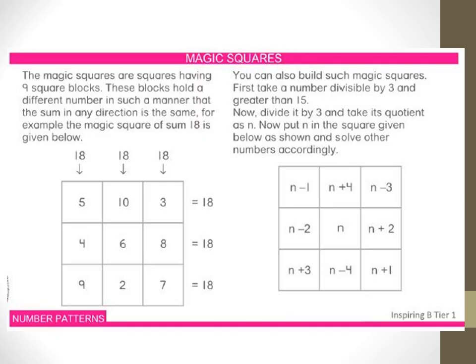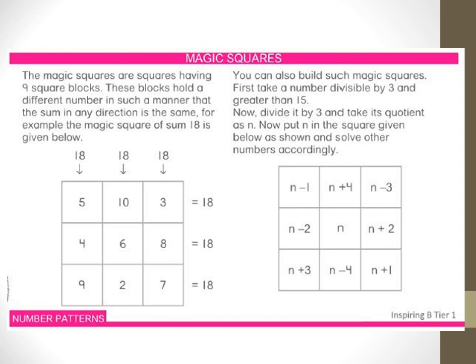So now we are going to discuss magic squares. The magic squares are squares having 9 square blocks. These blocks hold different numbers in such a way that the sum in any direction is the same. For example, the magic square of sum 18 is given below. So a magic square has 3 rows and 3 columns. Look at the first diagram, that is the diagram to the left hand side. That is a magic square of 18.